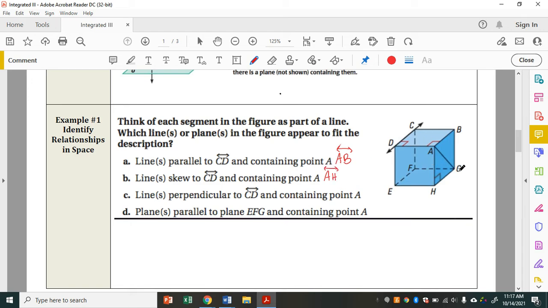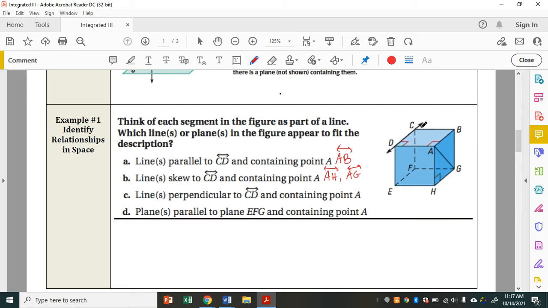Another skew line would be this line AG, right? Again, they're never going to intersect. They're on different planes. And the last skew line, that doesn't necessarily contain point A, but it's still skew to CD, would be this line BG. So it doesn't contain point A, but BG would also be considered to be skew to CD.